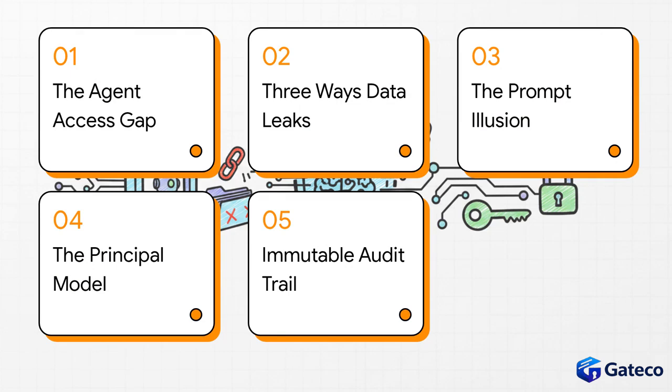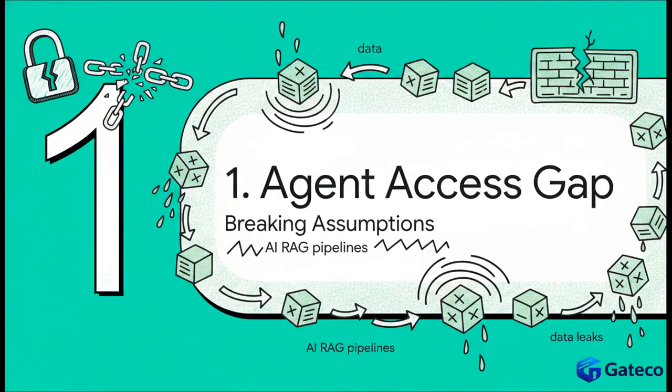So here's how we're breaking this down today. We'll start with the agent access gap, move into the 3 specific ways data actually leaks, tear down the illusion of prompt-based security, introduce the principal model as a fix, and finally, look at why an immutable audit trail is an absolute must. Let's jump straight into our first piece of the puzzle, the agent access gap.